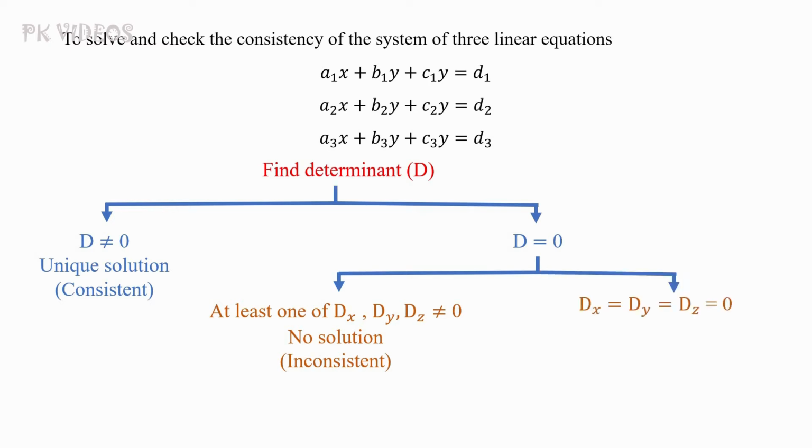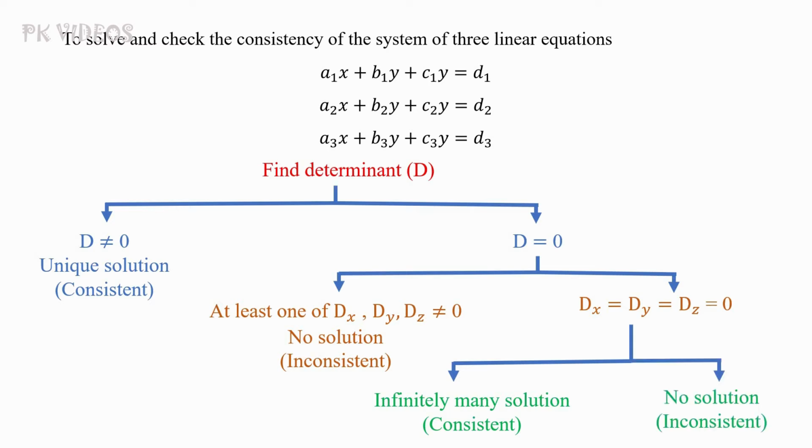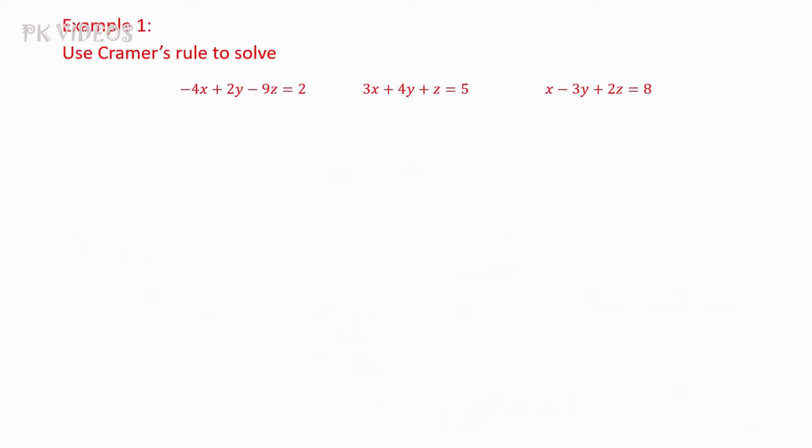On the other hand, when the original determinant is also 0 and dx, dy, dz all are 0, then again it may have infinitely many solutions or it will have no solutions. Let us see some examples.